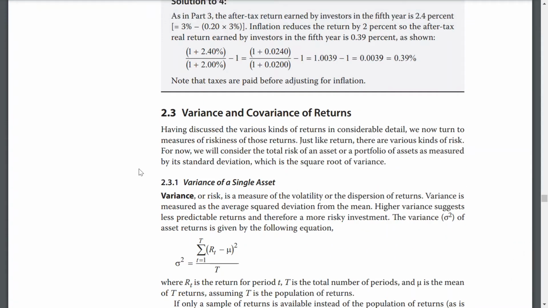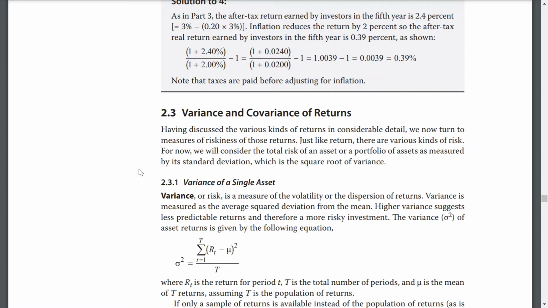Having discussed the various kinds of returns in considerable detail, we now turn to measures of riskiness of those returns. Just like returns, there are various kinds of risk. For now, we will consider the total risk of an asset or portfolio of assets as measured by its standard deviation, which is the square root of variance.